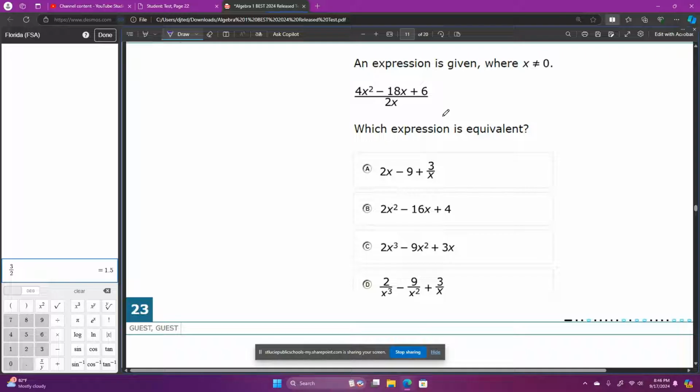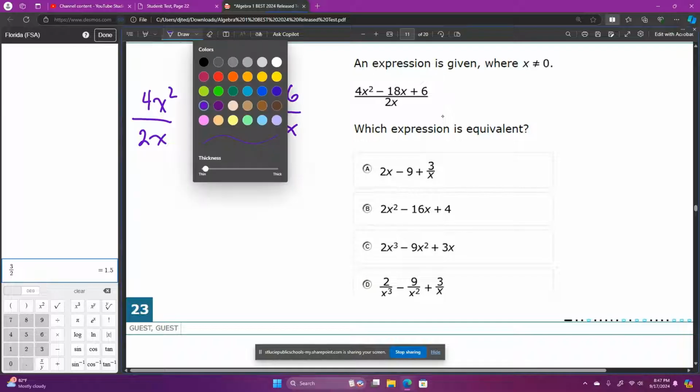And again, every fraction is a what? Every fraction is a division problem. I'm going to take this division problem and divide each piece of the top of my polynomial by that 2x. So I'm going to rewrite it: 4x squared minus 18x plus 6, and I'm going to put that divide by 2x under each piece. So I haven't done any math yet. I just broke this up into 3 separate pieces.